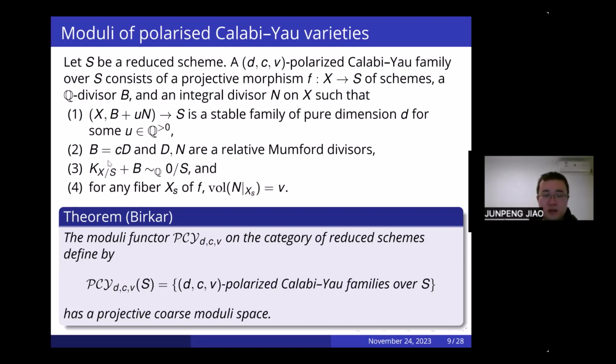And the third is that the relative log canonical class is relatively trivial. And for any fiber, the volume of the polarization is fixed, equal to V. And then we define the moduli functor on the category of reduced schemes. The functor will transfer a reduced scheme S to the set of all DCV polarized Calabi-Yau families over S. And this functor has a projective coarse moduli space.